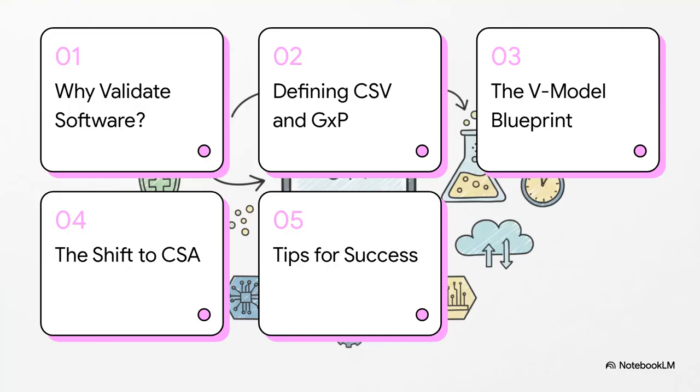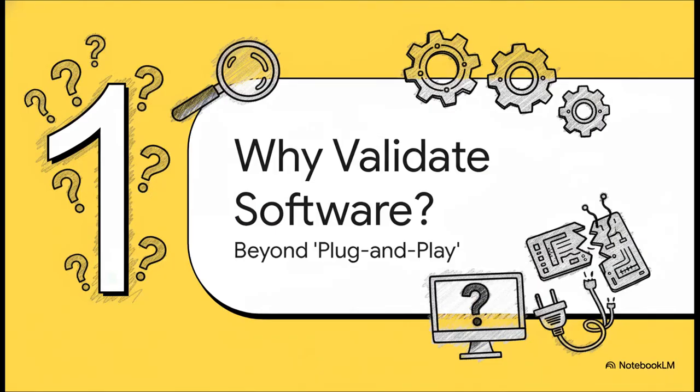So here's our game plan for this explainer. We'll kick things off with why we even need to do this. Then we'll get into the key terms. After that, we'll walk through the classic V-model blueprint, look at the big shift to something called CSA, and wrap up with some really practical tips to get it right. Let's jump in.